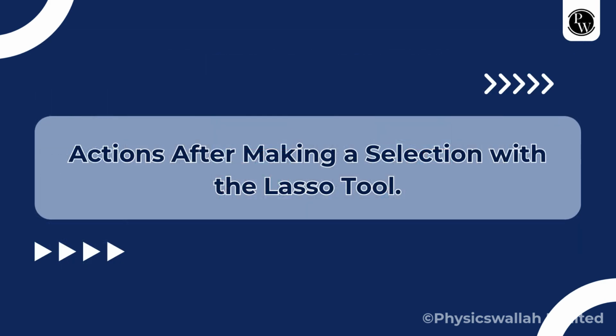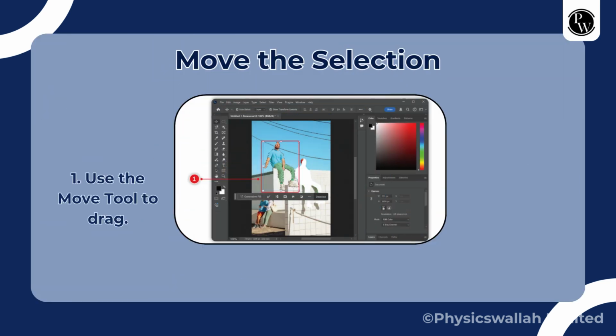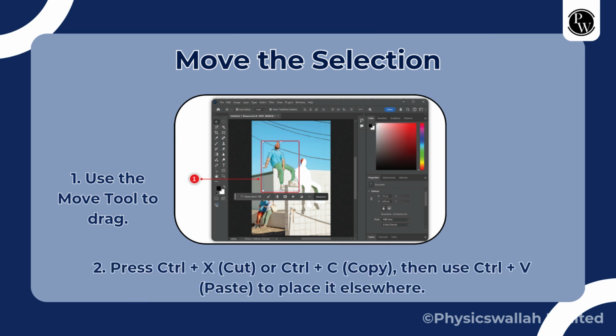Once you've selected an area with the Lasso tool, you can perform various actions. Move the selection. Use the Move tool to drag the selected area to a new position. Cut or copy the selection. Press Ctrl plus X, cut, or Ctrl plus C, copy. Then use Ctrl plus V, paste, to place it elsewhere.